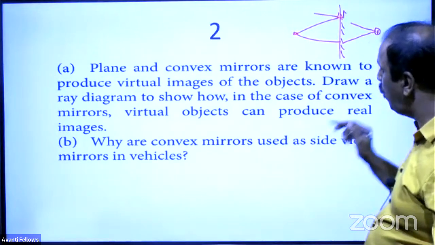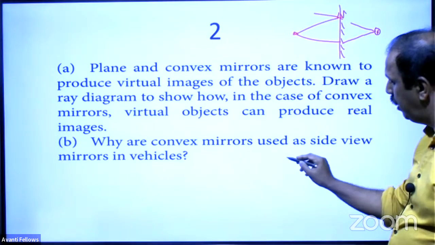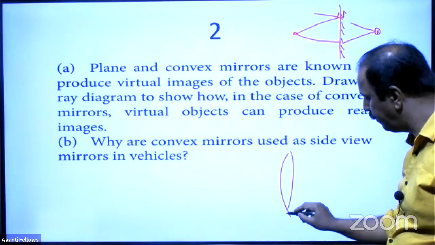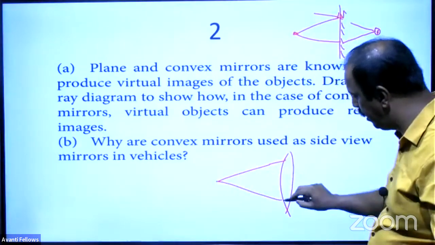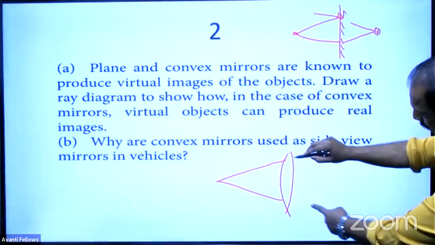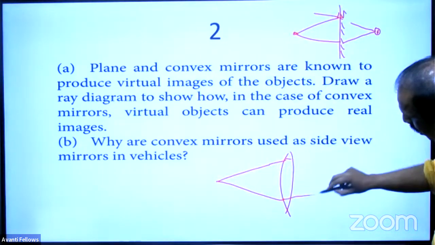So what is the meaning of the object being virtual? See here, you have a lens here, and the light is coming from here like this. So what will happen? These two will come and focus. I will draw half of the part.